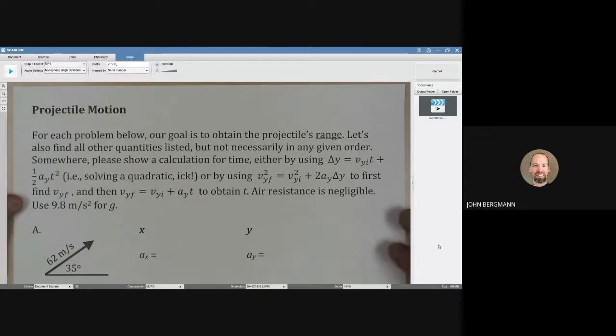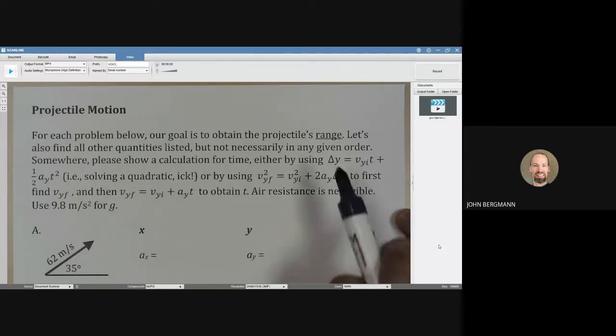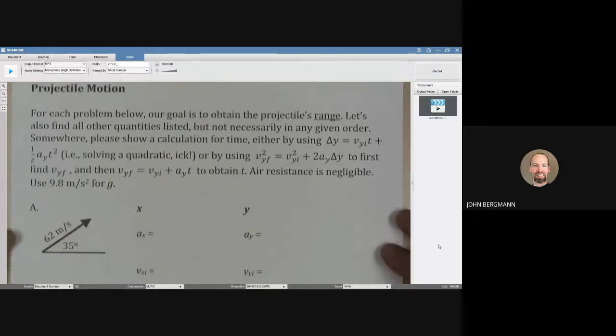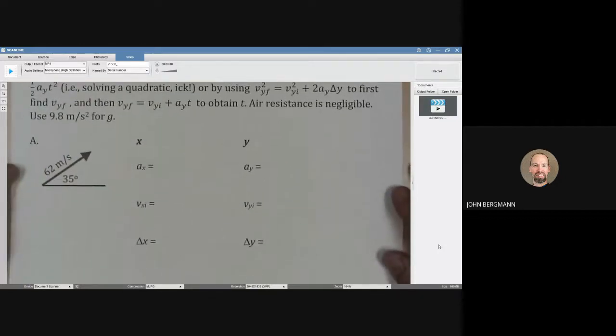What we have here for every problem below, we wish to obtain the projectile's range, which is the maximum horizontal displacement. We also need to find all the other quantities that are listed, not necessarily in any particular order. We're asked to show a calculation for time, and we are assuming that air resistance is negligible and that the value of g is 9.8 meters per second squared. Let's see what we can do here.